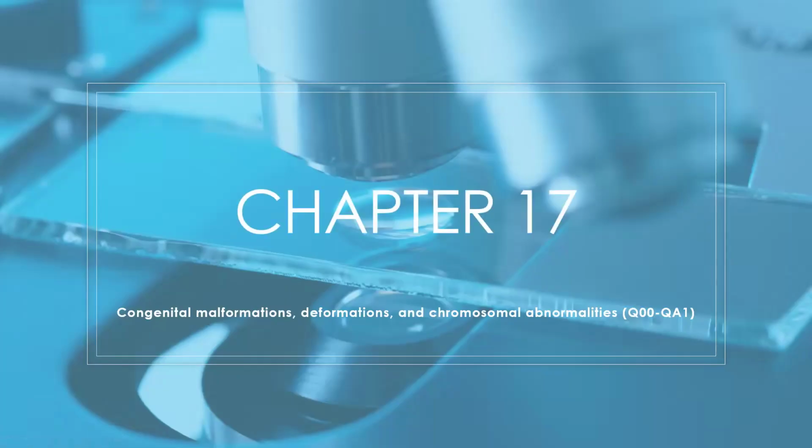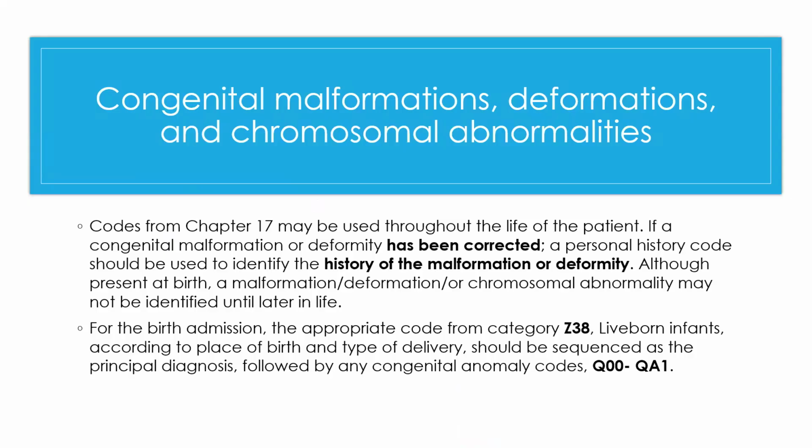Next, we have Chapter 17. This is for congenital malformations, deformations, and chromosomal abnormalities for codes Q00 through QA1. Assign an appropriate code or codes from category Q00 through QA1 for congenital malformations, deformations, and chromosomal abnormalities when a malformation or deformation or chromosomal abnormality is documented.